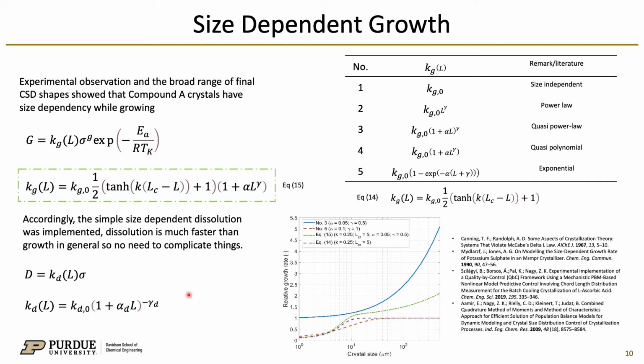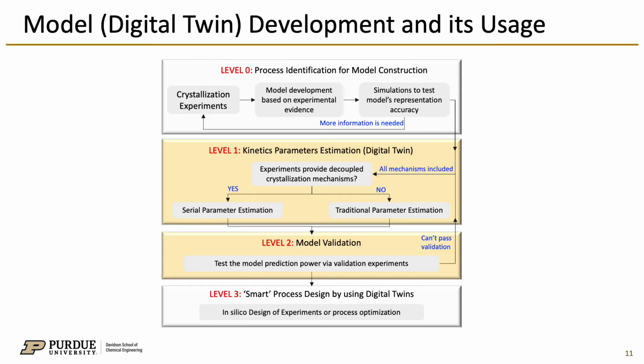For the solution, a simpler and common size dependency term was added since it happens much faster in every size range compared to the growth. Next step is to finalize parameter estimation and test the model accuracy. This is done by doing some validation experiments and simulating the same experiments with the model to compare the results.